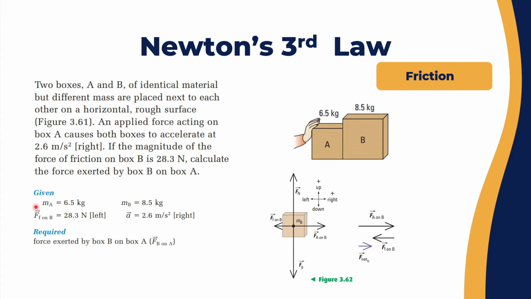What is given? You have mass of A 6.5 kilograms, mass of B 8.5 kilograms, the force of friction 28.3 newtons to the left, acceleration for the system 2.6 meters per second squared to the right. Find the force Fb on A, the force exerted by box B on A.